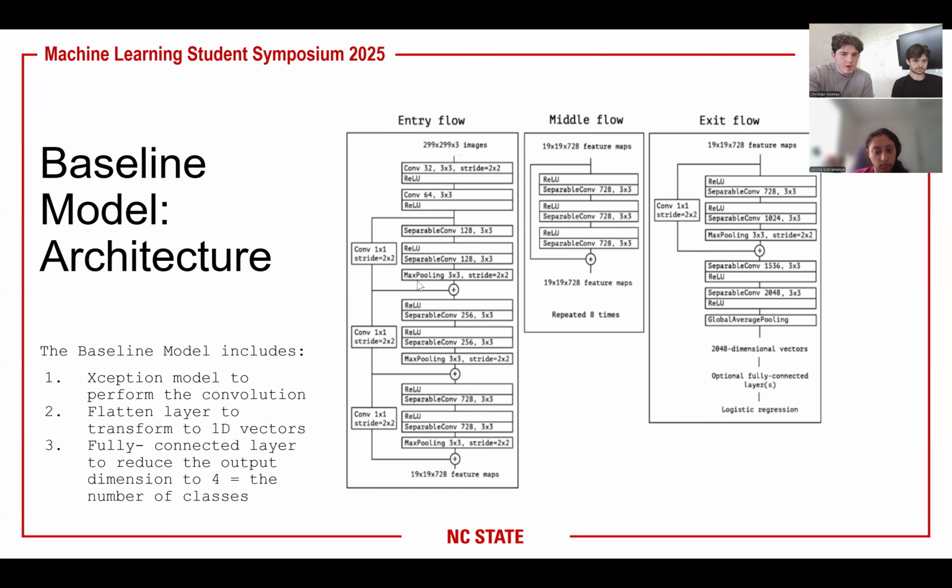So for our baseline, we modeled the architectures as follows. It was an Xception model as seen in this diagram to perform the convolution, a flatten layer to transform the output of the Xception model into 1D vectors, and a fully connected layer to reduce the output to 4. And that was for our baseline.